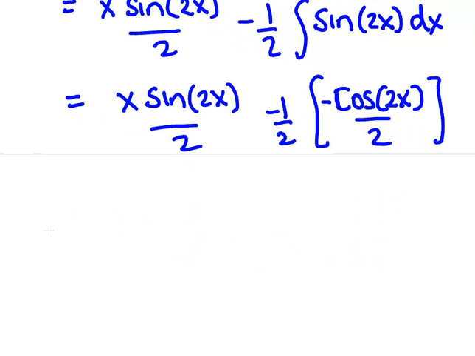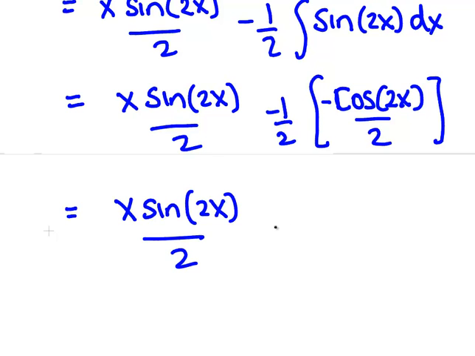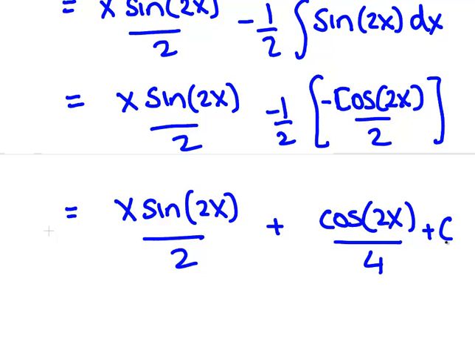We can simplify that. We have two minuses there, so they cancel out into a plus, and we have 1/2 times 1/2, so that's something over 4. So x sine of 2x over 2 plus cos of 2x over 4, and then we put in our unknown integration constant at the end, plus c. So that's a wrap. We'll leave it there.